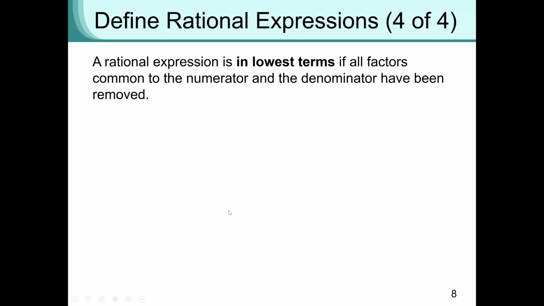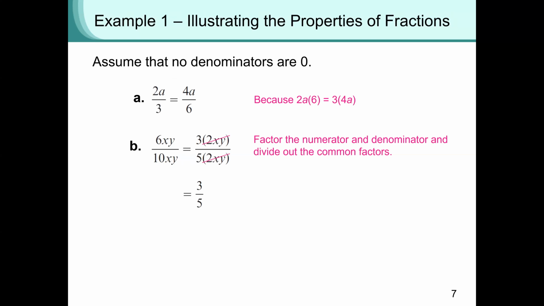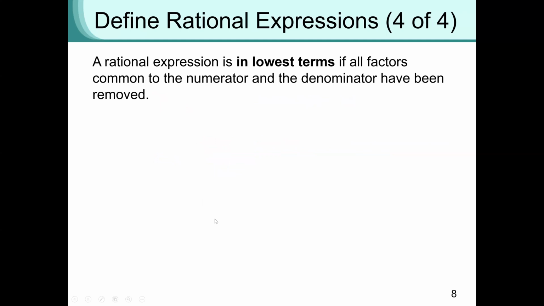So a rational expression is in lowest terms again if all the factors common to the numerator and the denominator have been removed. As we saw in the example, let's go back once. Here we can say that 6xy divided by 10xy, its lowest form will be 3 by 5. And we cancel all the necessary factors between the two to reach the lowest. So that's what we mean here.